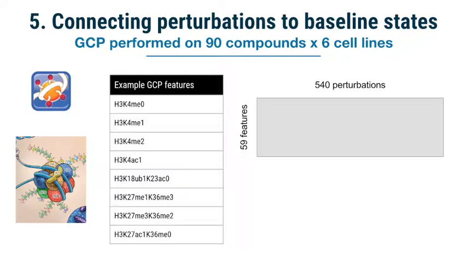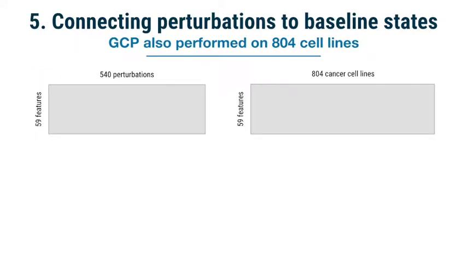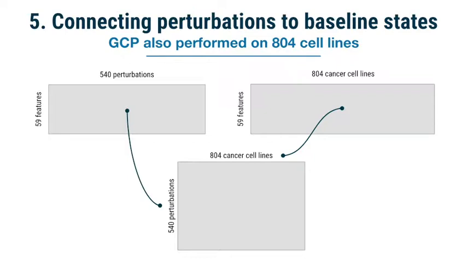But instead of just looking at this matrix, we also made more data. This box, which is again GCP, 59 features, but then we profiled 804 cancer cell lines, not under perturbation. So just at baseline. And then we said, can we take these vectors and compare them to these vectors using that same framework of connectivity? And we get a matrix like this, where we've got our 540 perturbations by 804 cell lines. And now we can do a cool thing and ask, are there any cell lines whose baseline state looks like inhibition with a drug.